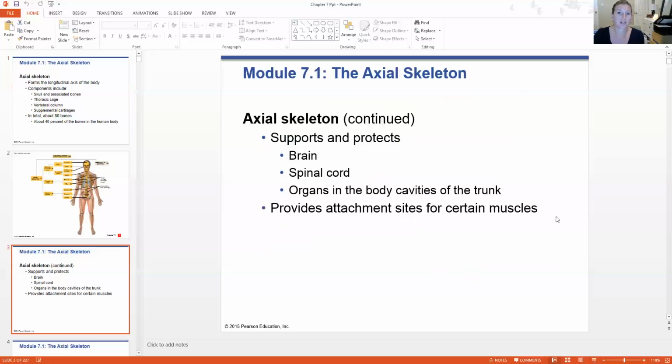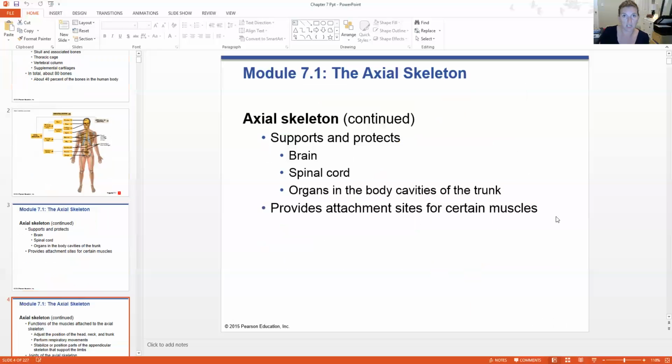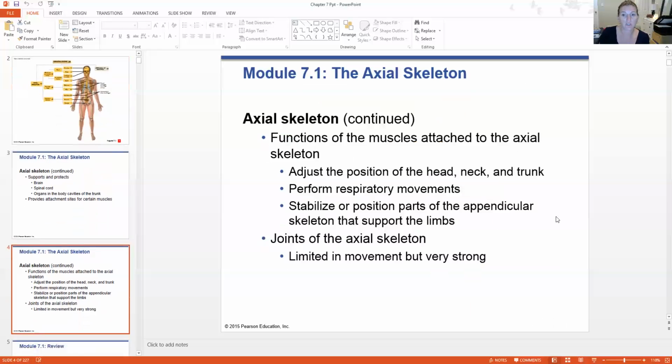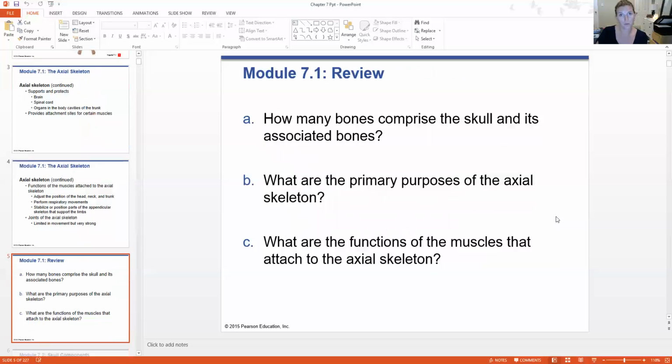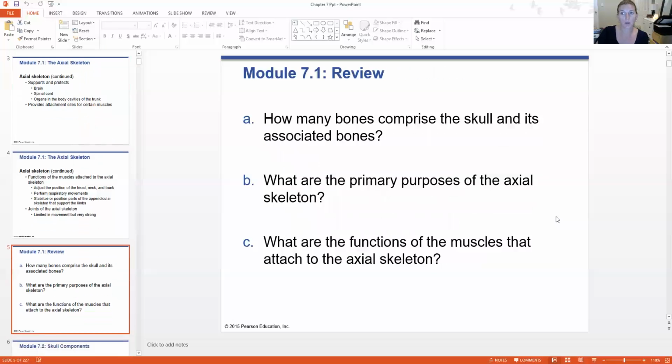It supports and protects the brain, provides areas for our body cavities, and provides attachment for certain muscles. It's also there to adjust the position of the head, neck, and trunk, perform our respiratory movements, assist with breathing, stabilize positions in parts of our appendicular skeleton, and form joints with the appendicular skeleton to limit our movement but still keep those joints very strong. So you can pause the video and go back and answer these 3 questions.